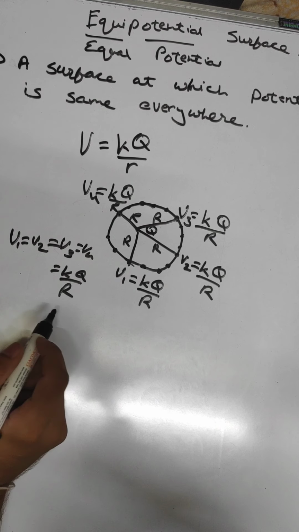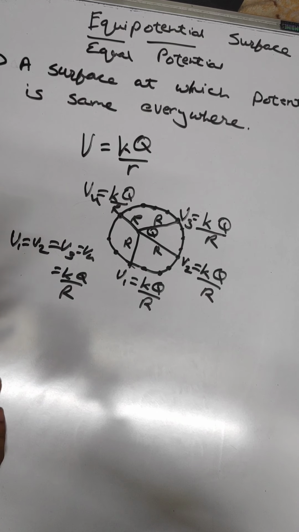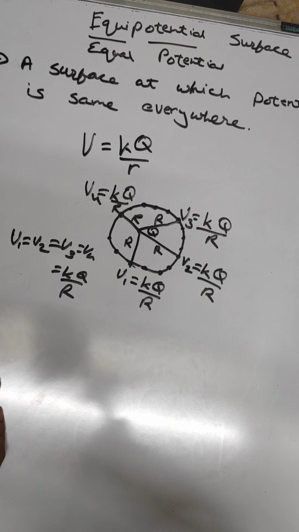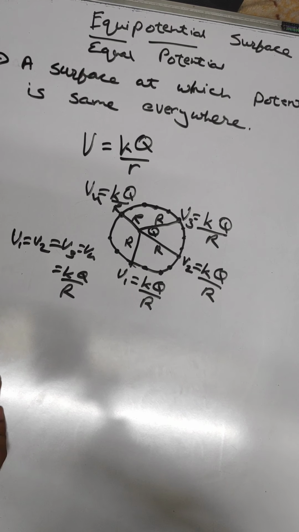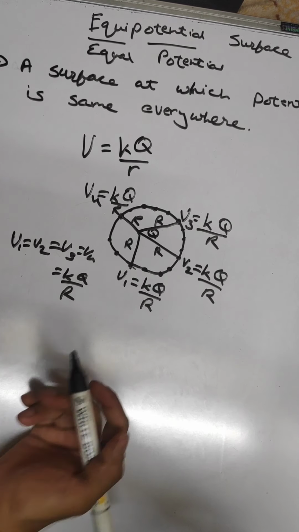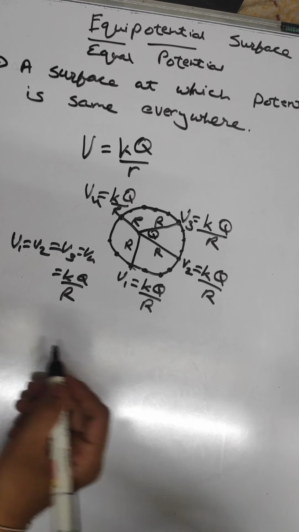When you assume this in 3D, let us assume a tennis ball. In the center of the tennis ball there is a charge q. So the surface of the tennis ball will be an equipotential surface due to charge q. So it is always in 3D. I hope this is very clear.